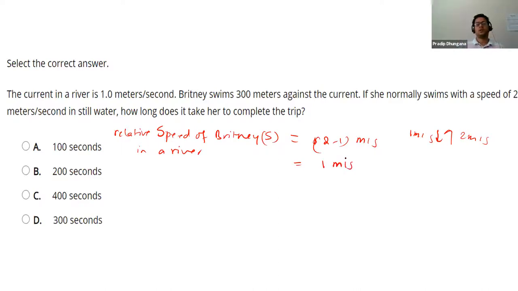We have to subtract the speed of the current in a river. After that, we found the speed. Speed is distance over time. So speed is 1, distance is 300, over time. Now you have to calculate time, okay? So you have this equation, 1 is equal to 300 over t. Find the time from that equation. I'll give you some time. It's very straightforward. It will take a few seconds. I just want to make sure that you are following everything.